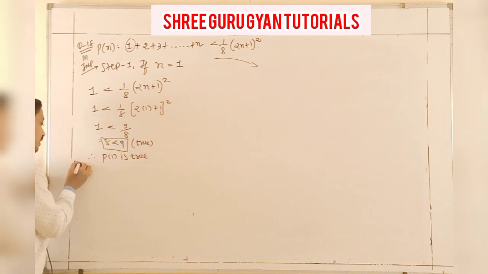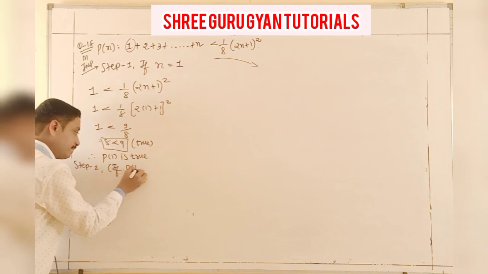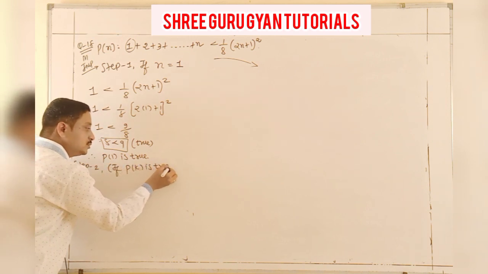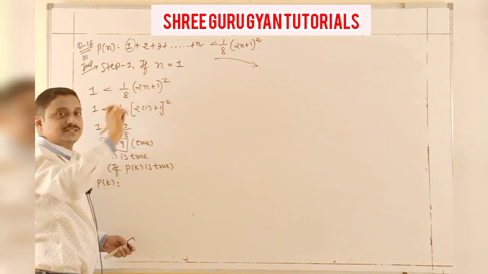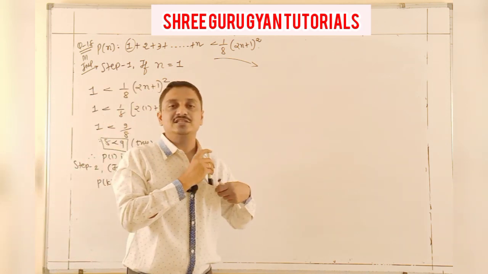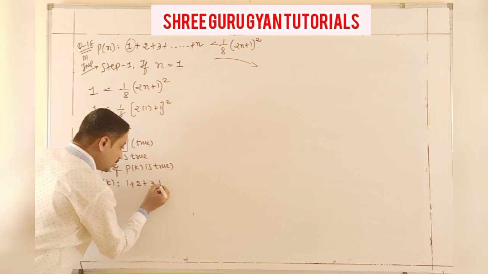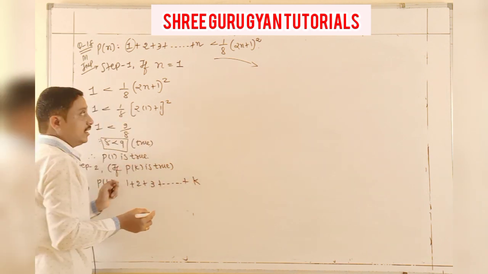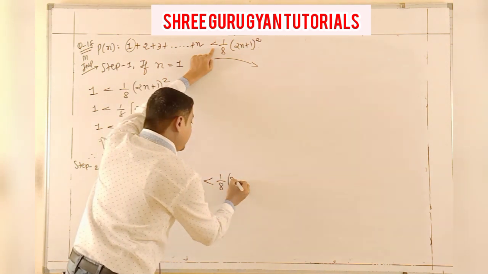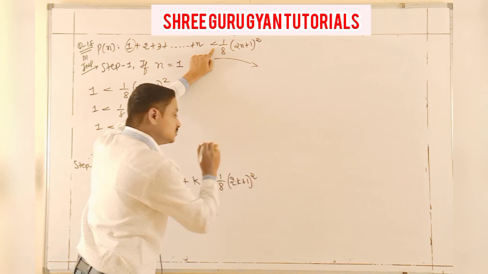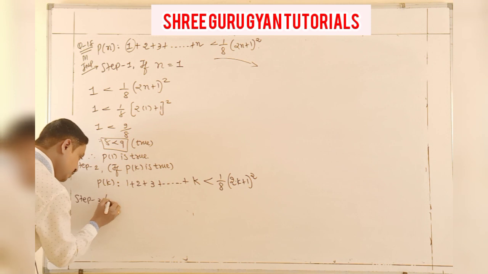Now I am going ahead to step 2. What is step 2? If Pk is true. So what is your P of k? Full equation: again, I am showing that in terms of P of k. So 1 plus 2 plus 3 plus up to k is less than 1 by 8 times 2k plus 1 whole square. And now step 3, which is to prove.